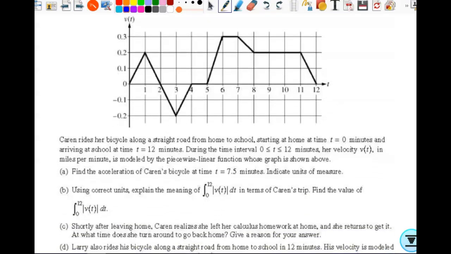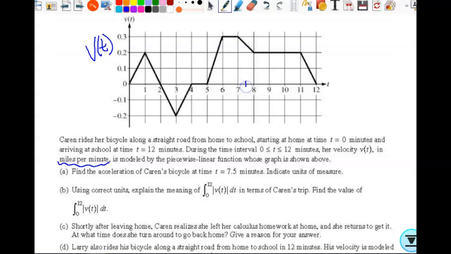Okay, so Karen rides her bicycle along a straight road from home to school. So this graph is v of t, right? It's not position, it's velocity. I know it's labeled, but label it bigger for yourself. Starting at t equals 0, arriving at school at time t equals 12 minutes. During the time interval from 0 to 12, her velocity in miles per minute, so here are my units, we're going to have to make sure we pay attention to units on this one, is modeled by the piecewise linear function whose graph is shown above. Okay? I want to find the acceleration of Karen's bicycle at time t equals 7.5 minutes.